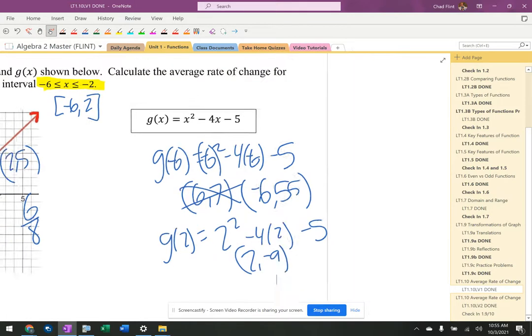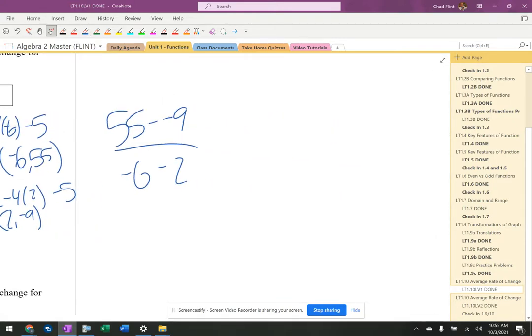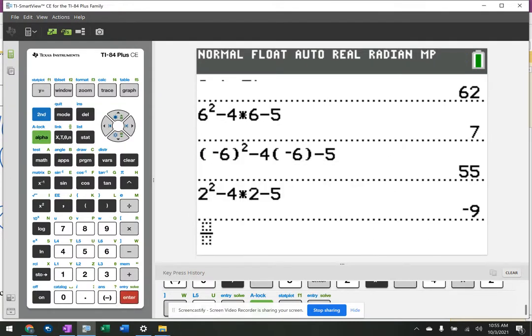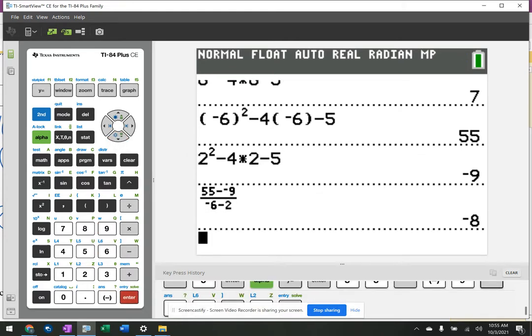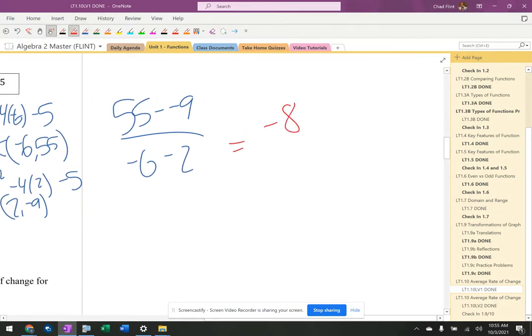All right, so now we're doing rise over run. And remember, rise, up and down, is the y values. It doesn't matter what order you subtract them in. 55 minus -9 over -6 minus 2. I would personally just put that right in the calculator as a fraction. So delta y over delta x, 55 minus -9 over -6 minus 2, is -8, which is -8 over 1 if you want to keep it as a fraction.